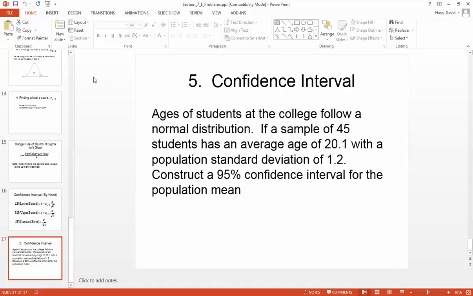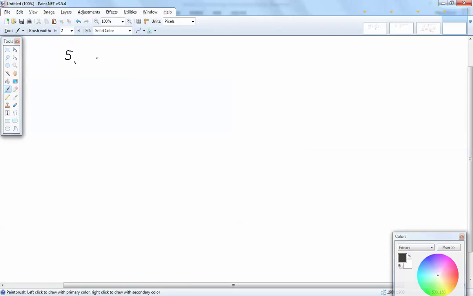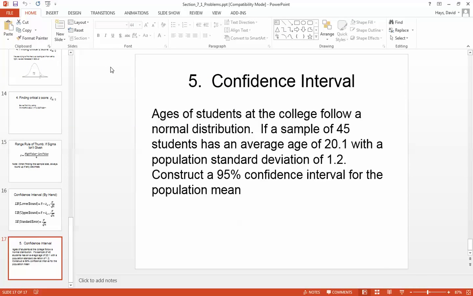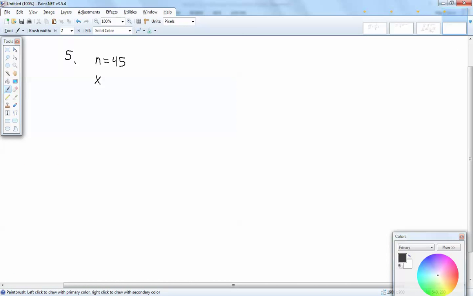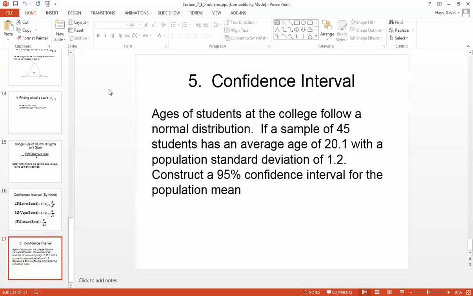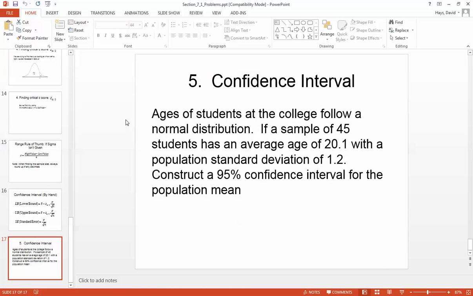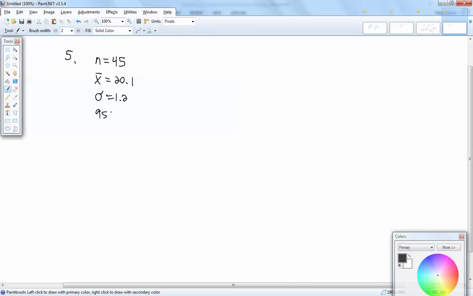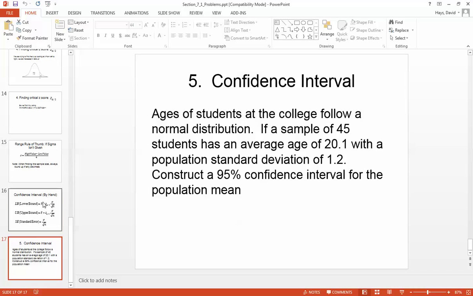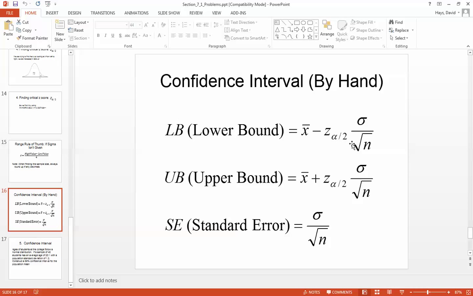Ages of the students at a college follow a normal distribution. If a sample of 45, so n is 45, has an average age of 20.1, so that's x bar, with a population standard deviation of 1.2, construct a 95% confidence interval. I'm going to use these formulas somewhat, and a little bit of the calculator.